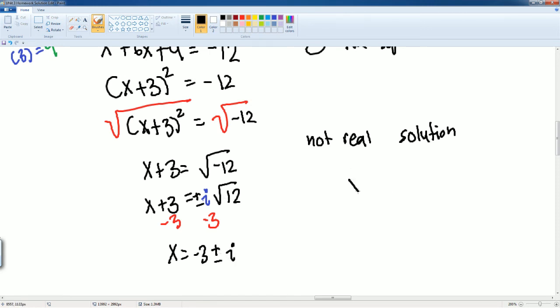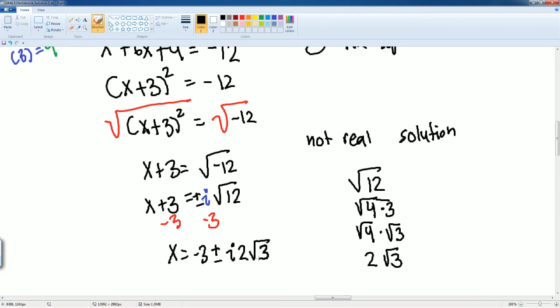Ooh, radical 12 can be broken down into radical 4 times 3. So it's radical 4 times radical 3, leaving you with 2 rad 3. So it can actually look like, this is the proper way of writing it, 2i radical 3. That's the solution that you're going to learn in the next unit.